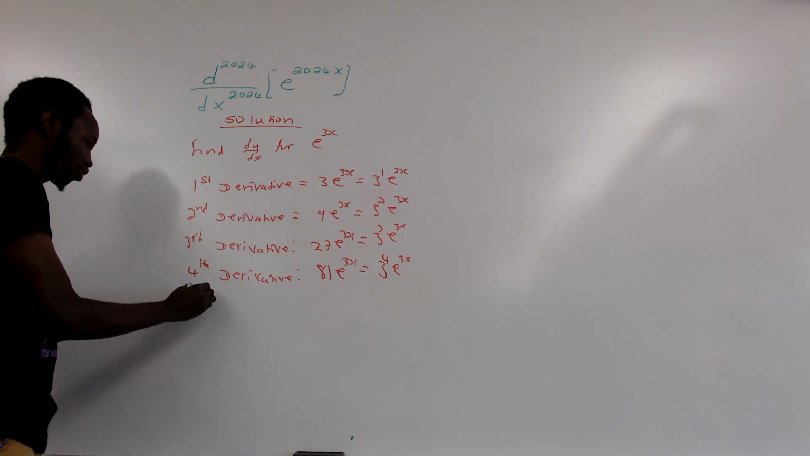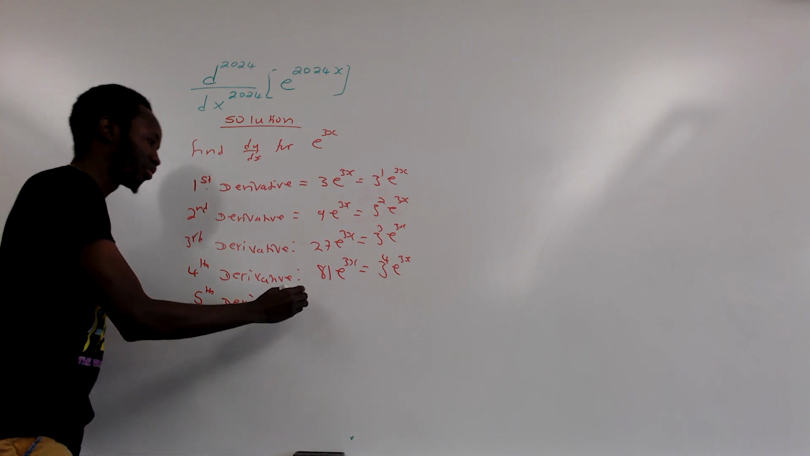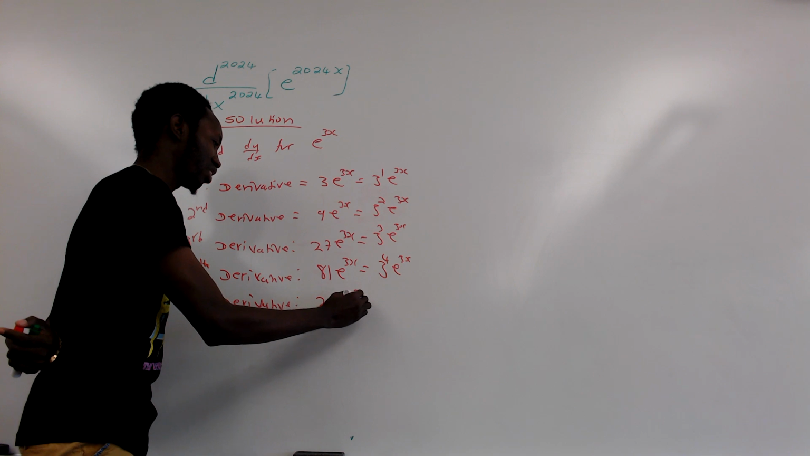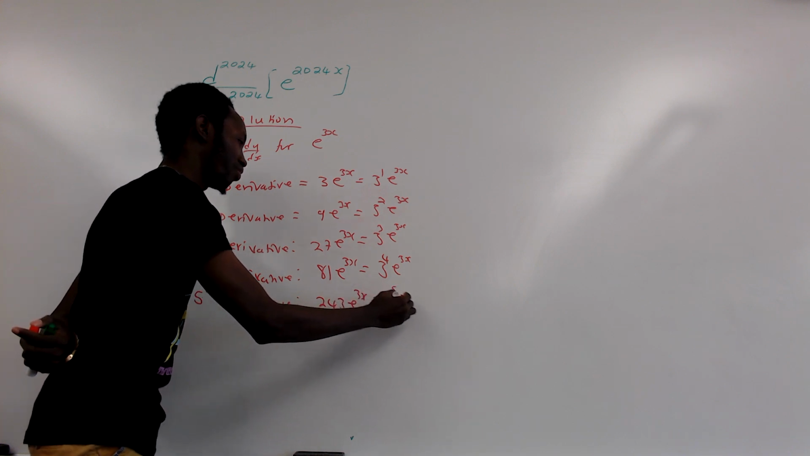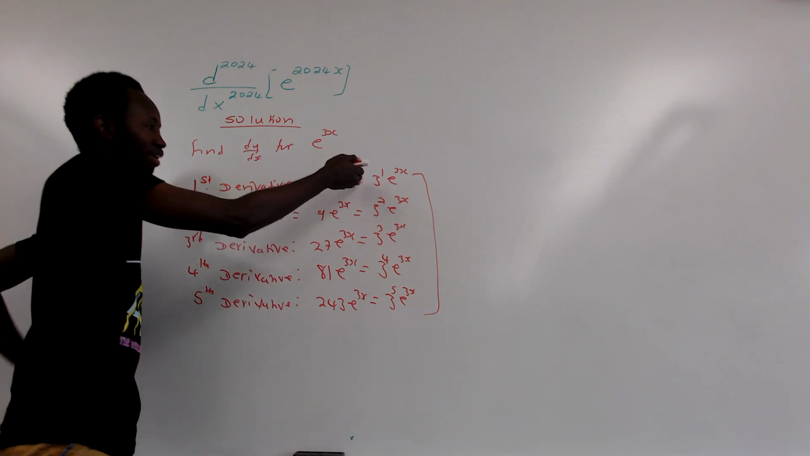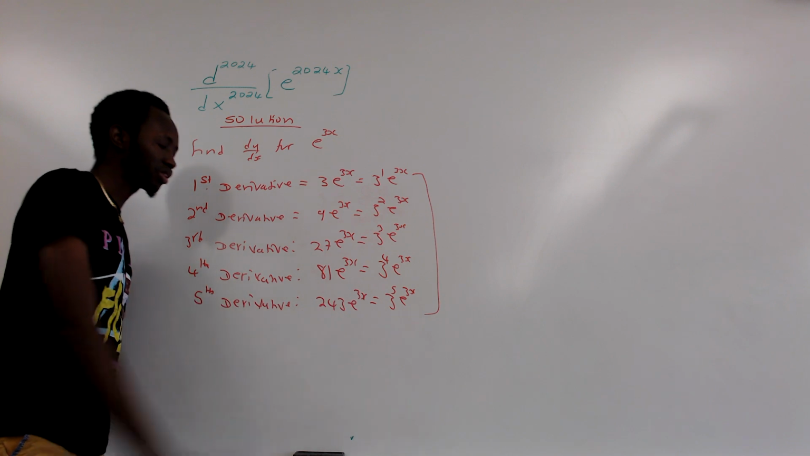Let's say we stop at the fifth derivative. The fifth derivative of this function is 3 times 81, which is 243 e raised to 3x, the same as 3 raised to 5 times e raised to 3x. You see the trend? From 3 raised to power 1, 3 raised to power 2, 3 raised to power 3, 3 raised to power 4, and 3 raised to power 5.